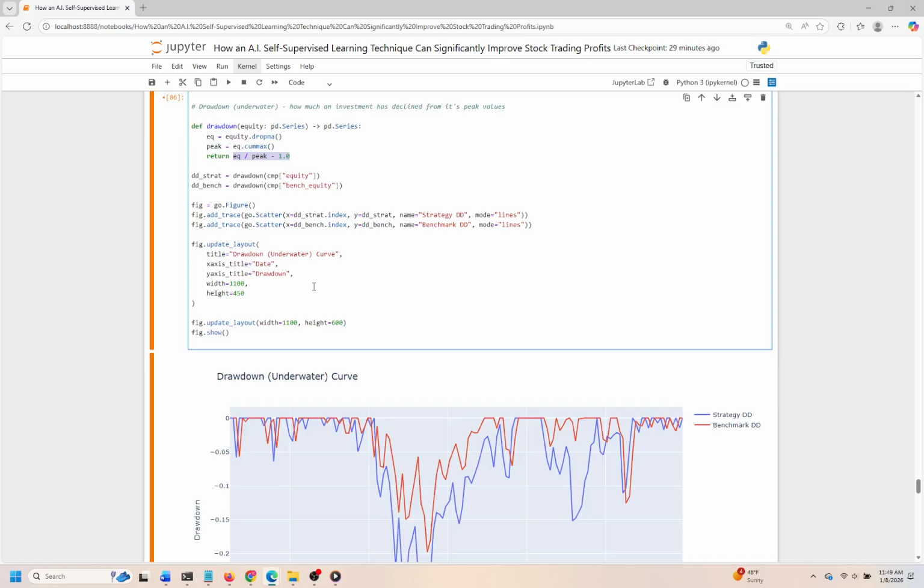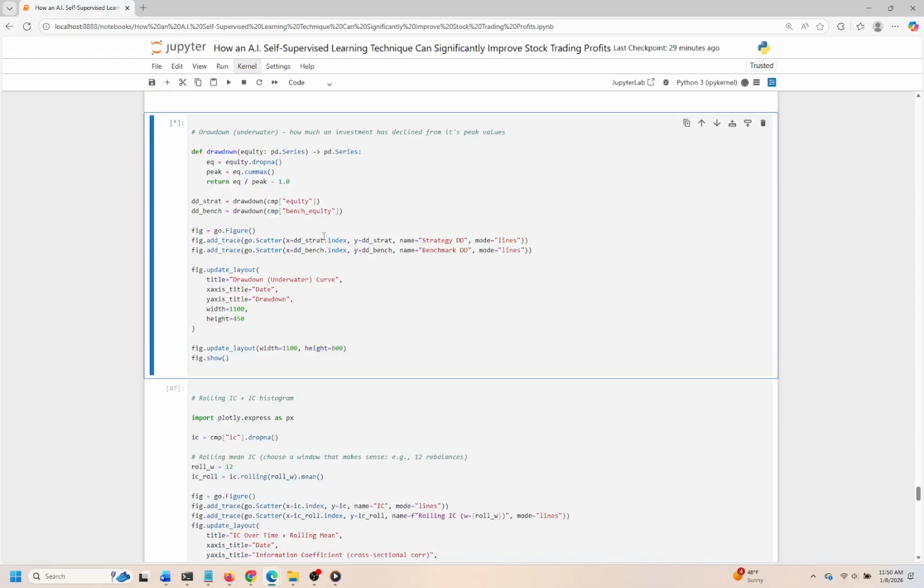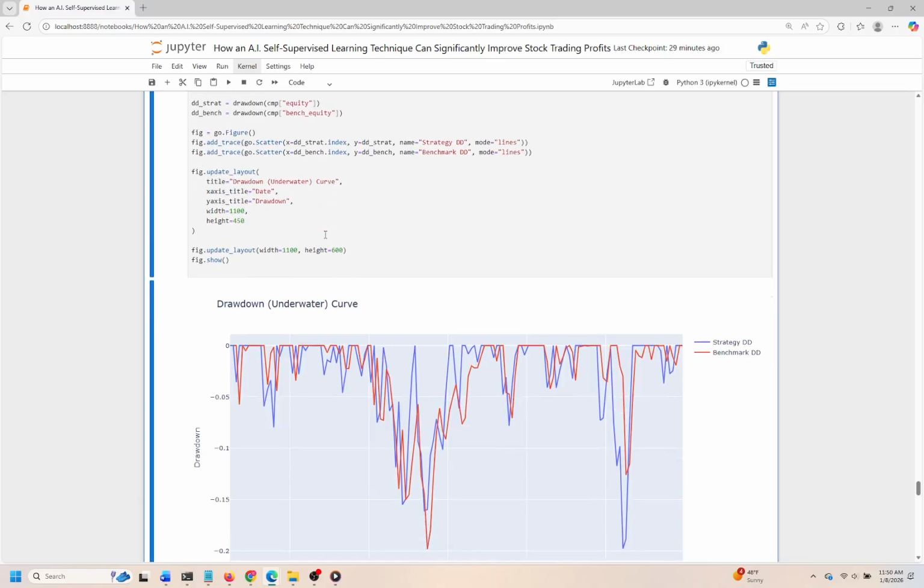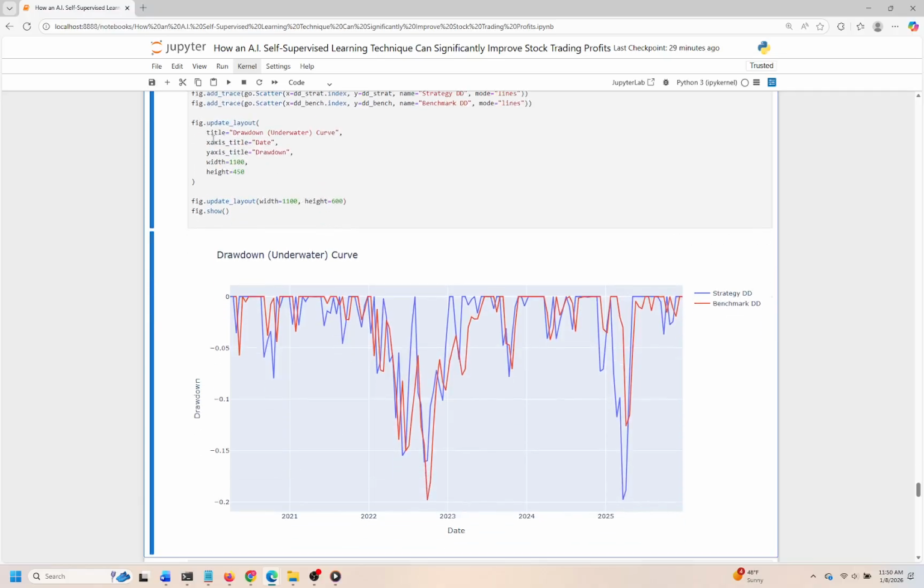Next, we apply this function to two different series from our dataset, one representing a specific strategy and the other serving as a benchmark. This comparison is essential as it helps us evaluate not only how our strategy has performed during periods of decline, but also how it stacks up against the benchmark's performance under similar conditions.